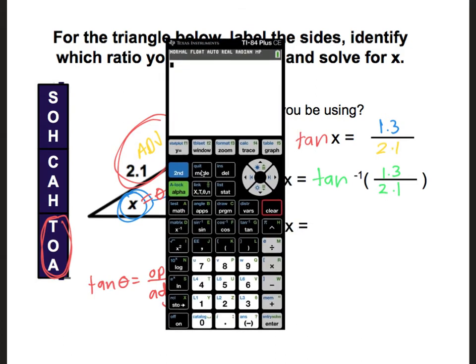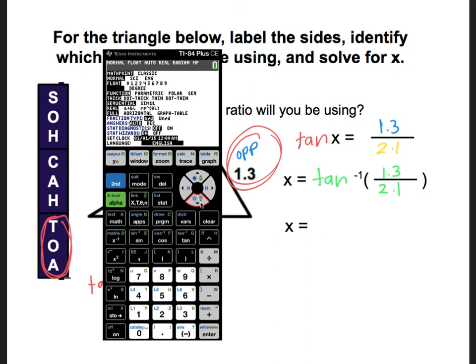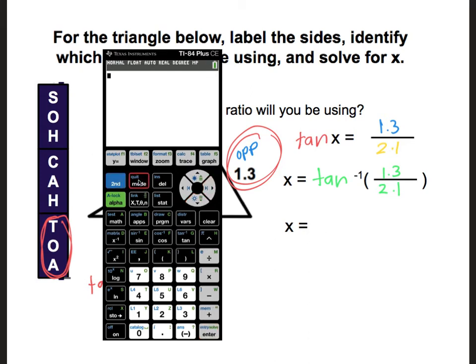All right, again, I'm going to check my mode in this video, but yours might already be where you need it. So we're going to click mode, scroll down and arrow over to degrees, hit enter, and then do second quit. Again, to get my inverse tangent, we're going to do second tan, and then type in my fraction, 1.3 divided by 2.1. You can close your parenthesis if you want, and then hit enter. It looks like my final answer is going to be 31.75.